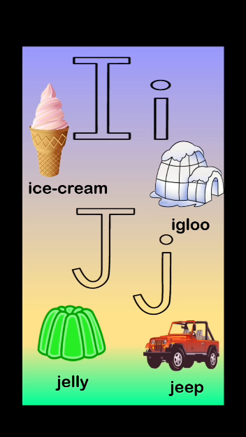Now the next letter is letter I. And the sound of letter I is I. I for ice cream. I for igloo. The next letter is letter J. The sound of letter J is J. J for jelly. J for jeep.